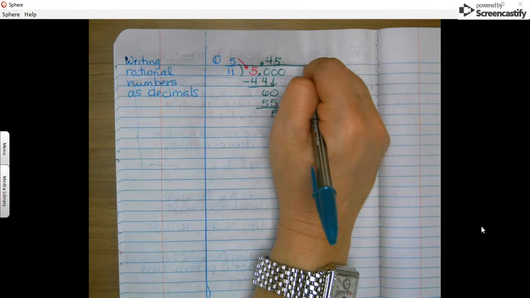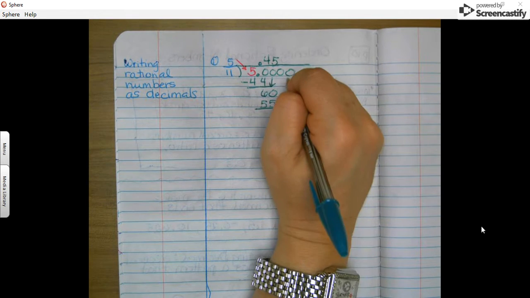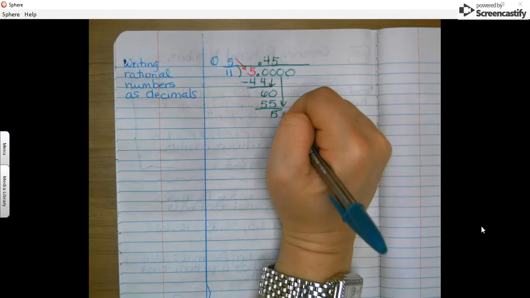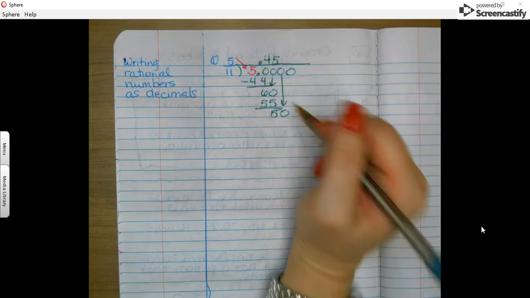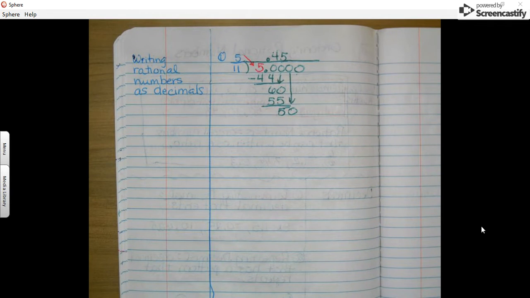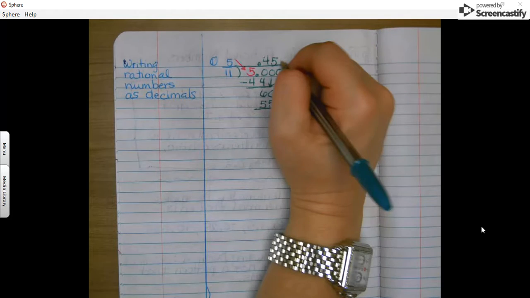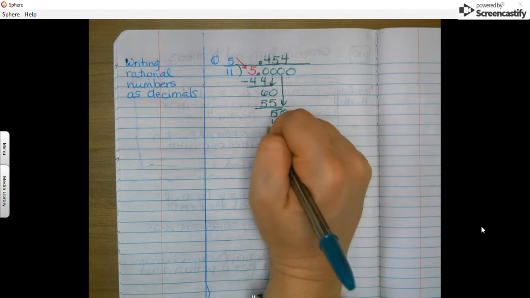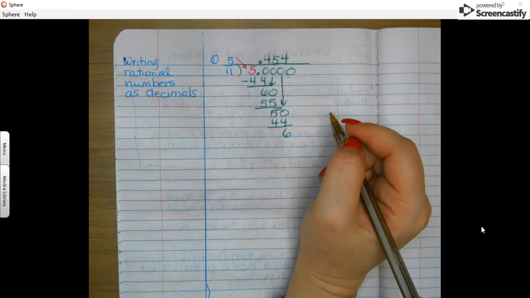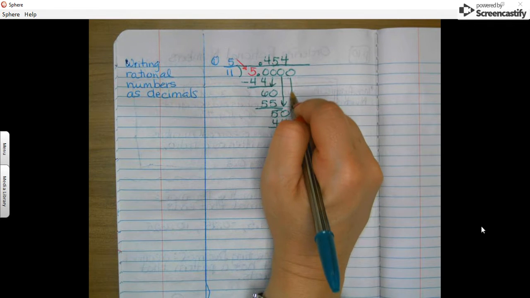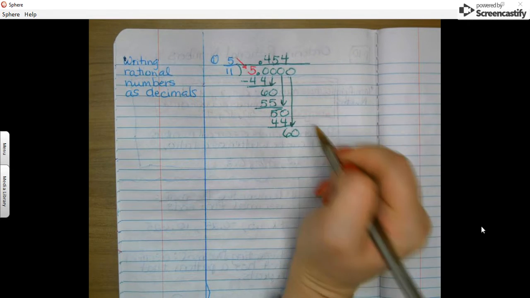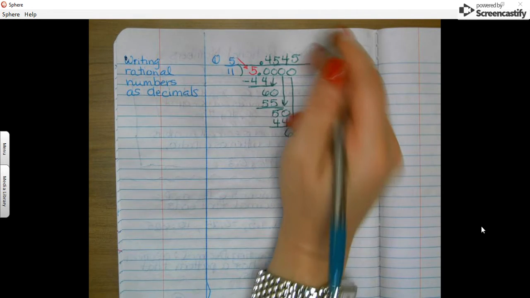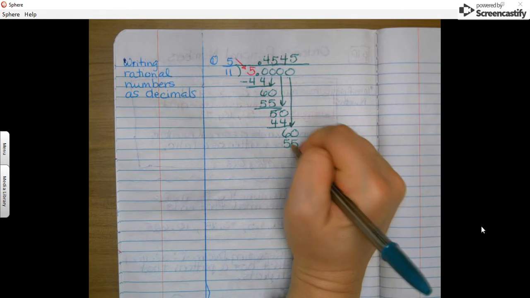I'm going to extend this out, put some more zeros. So I'm going to draw a line down to here. I'm going to put that 0 in. How many times can 11 go into 50? 4. Which would give me 44. And would give me 6 left over. We'll do it one more time. I'm going to pull this 0 down and make it 60. How many times can 11 go into 60? 5. Which gives me 55. And 4 left over.